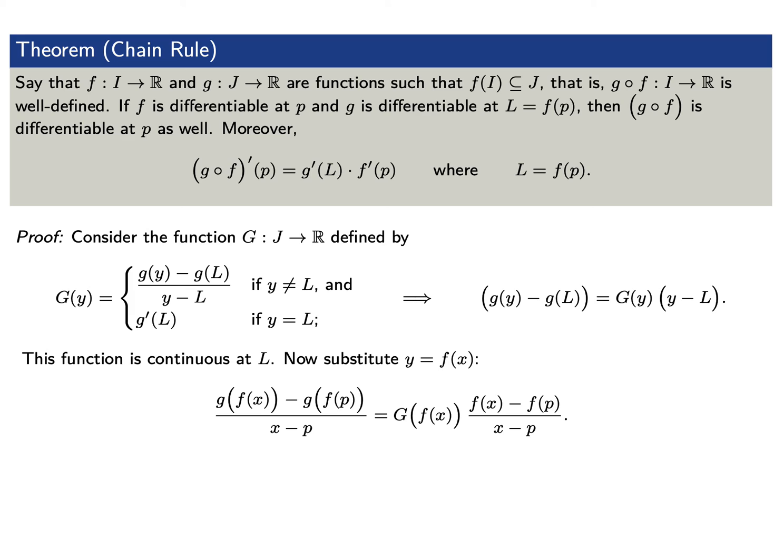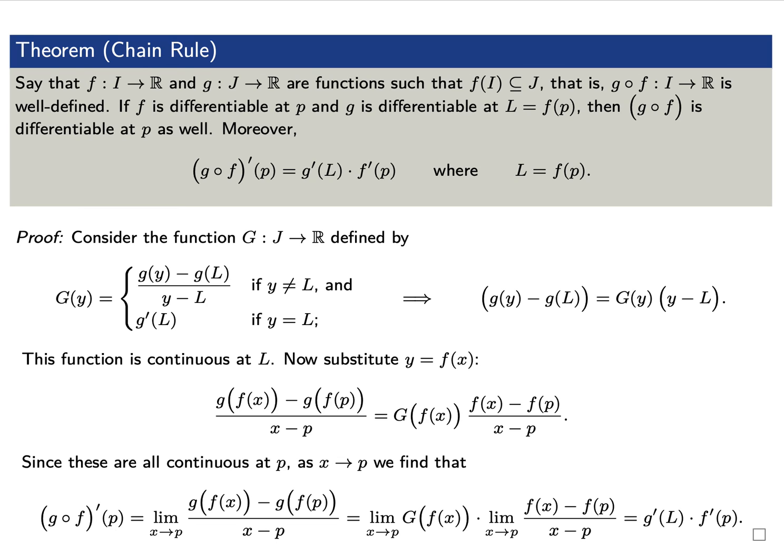So now let's substitute y equals f of x. Then we find lowercase g at f of x minus lowercase g at f of p, divided by x minus p, is equal to capital G at f of x times f of x minus f of p over x minus p.